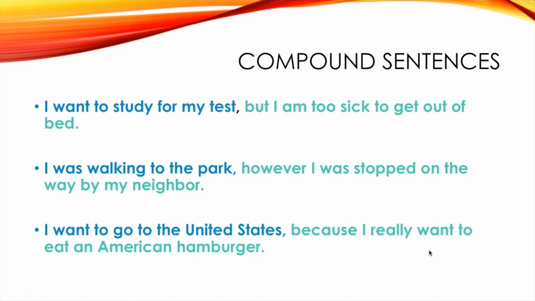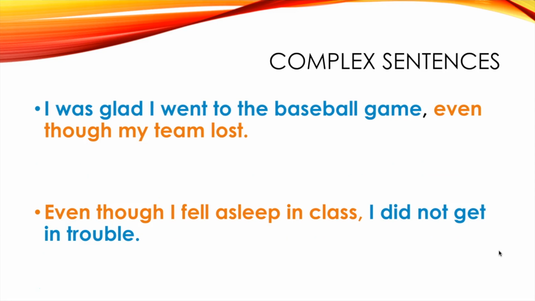So finally, we have I want to go to the United States, an independent clause, joined by the conjunction because, and then another independent clause, I really want to eat an American hamburger. Okay, so now we have some complex sentences. So remember, the complex sentence needs a dependent clause, which is in orange, and an independent clause, which is in blue. So the dependent clause needs more words to complete the thought.